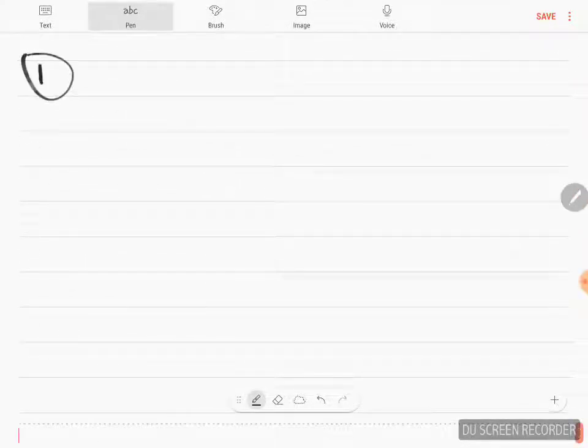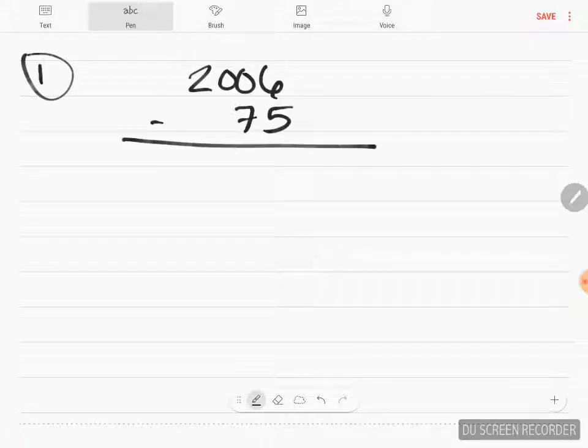Question 1. Great-grandpa celebrates his 75th birthday in 2006. What year was he born? In order to do this problem, it's just simple subtraction. We take 2006 and minus 75, because that will give us the birth year.